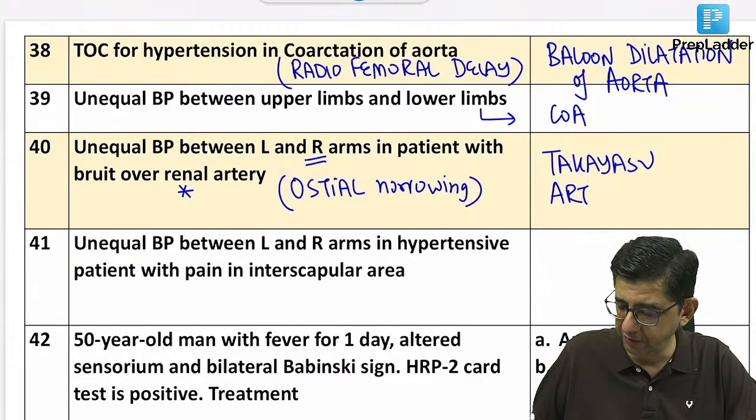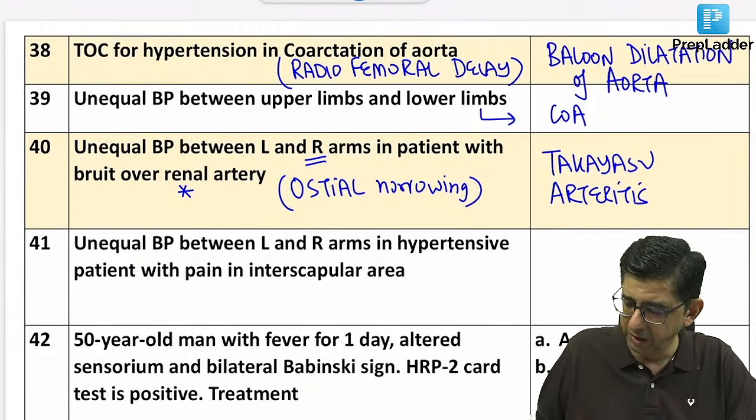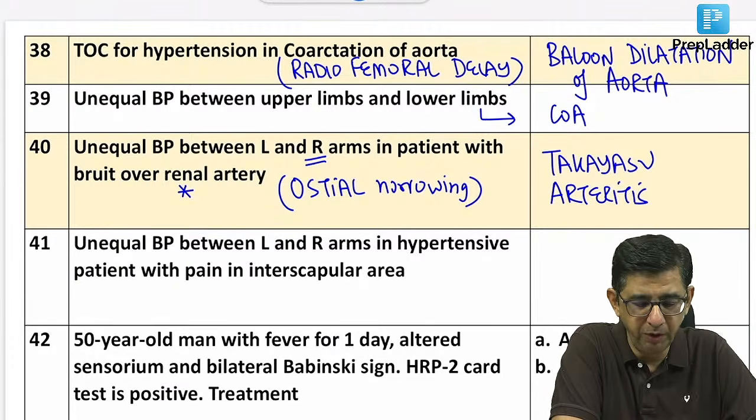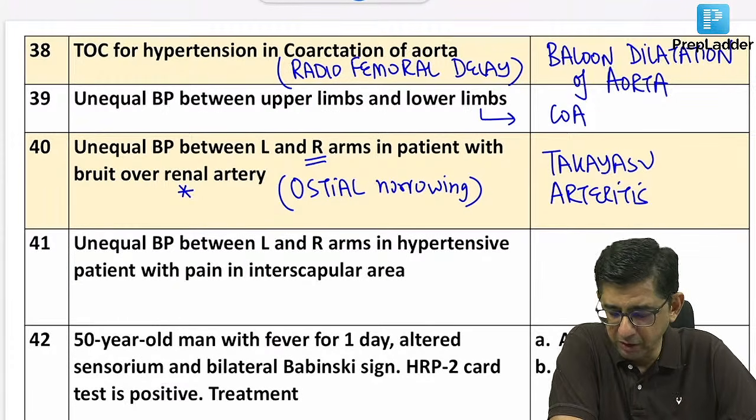Most of the time it's the left subclavian artery that would be involved, but apart from the left and the right subclavian artery, even the renal artery of the patient can get involved. So the answer would be given as Takayasu's arteritis.